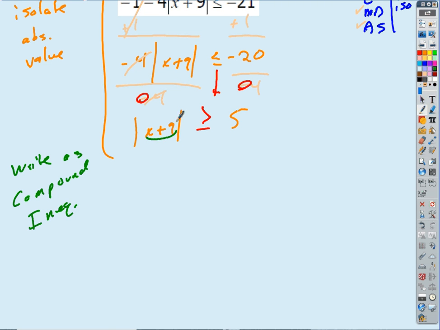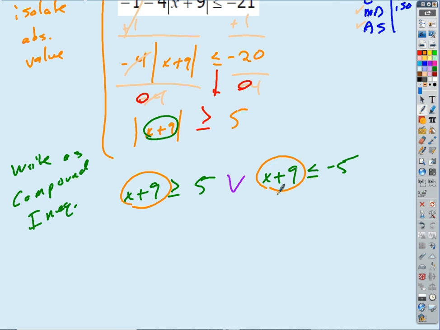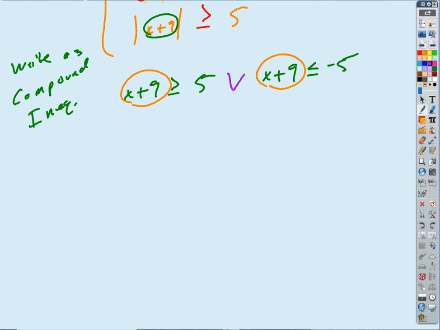And so what's inside is gonna be what? Greater than or equal to 5, good. Okay, and that's an or, right? So we need an or. X plus 9 is? Good. So what was inside is either greater than or equal to the positive, or it's less than or equal to the negative. So there's part two. We wrote it as a compound inequality, and now is the easy stuff. Now we just solve the inequalities.